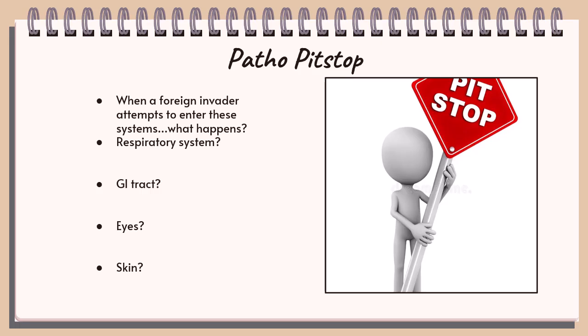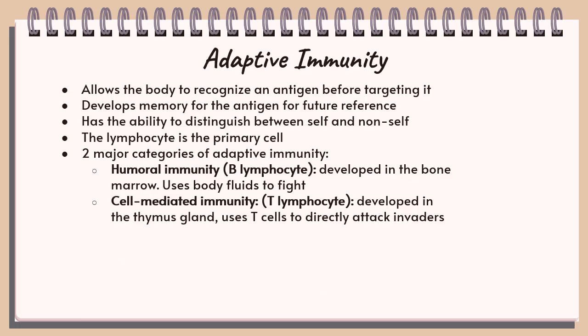Okay, good. All right, moving on to adaptive immunity. This allows the body to recognize an antigen before targeting it. This is your second line of defense. It develops a memory for an antigen for future reference. We talked about this last class, so make sure you know the difference between innate and adaptive. It has the ability to distinguish between self and non-self.